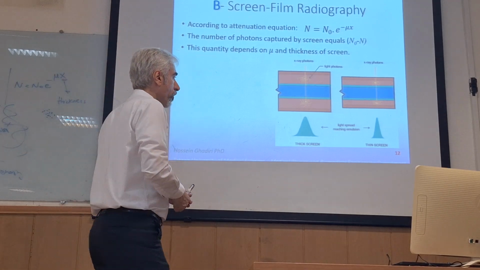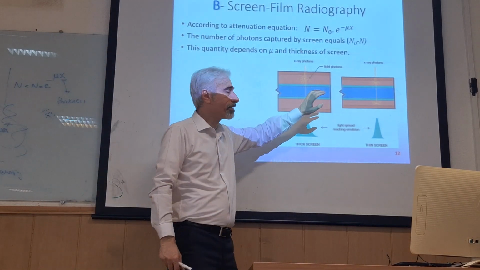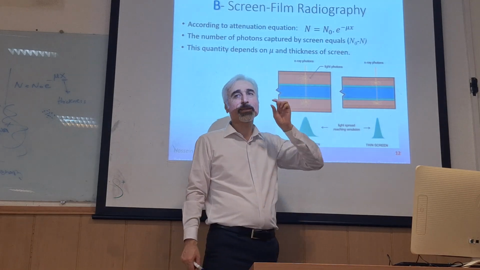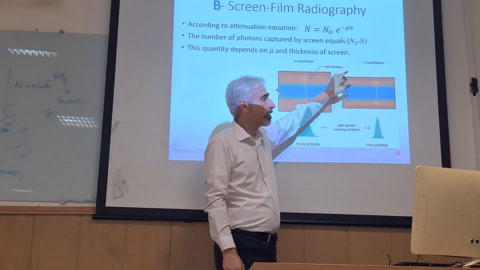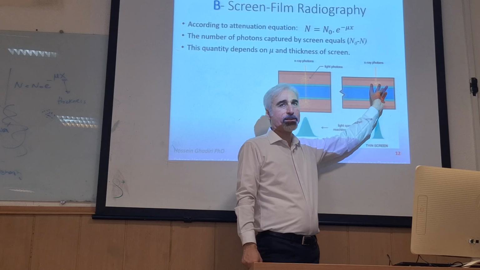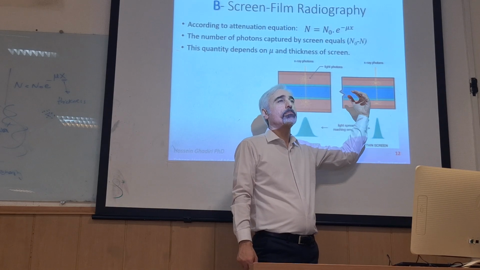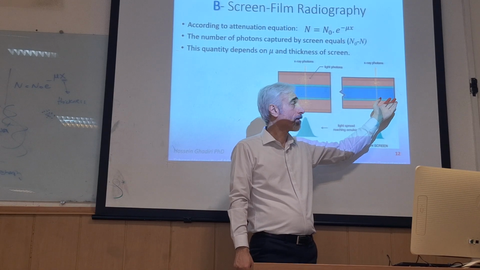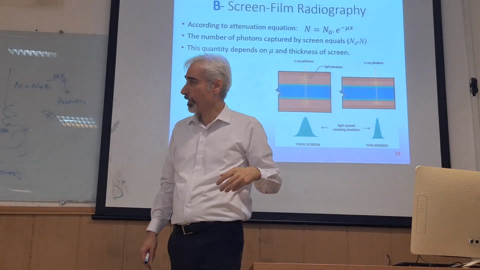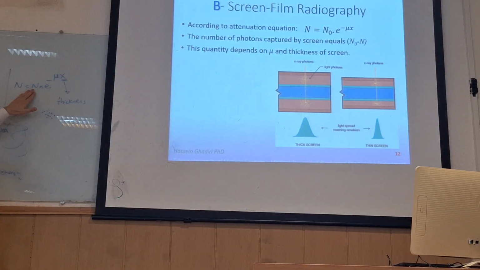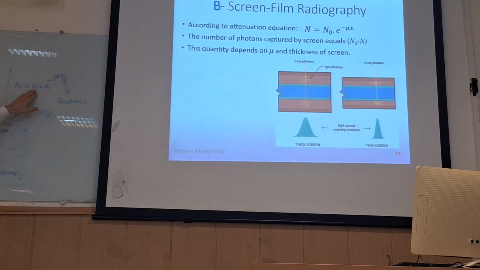For high resolution imaging, it's better to use a thin screen, because a thin screen makes less light spreading and better spatial resolution. But according to this formula, please answer my question. According to this formula, if we decrease the screen thickness, what will happen? Is it good for photoelectric interaction or not?